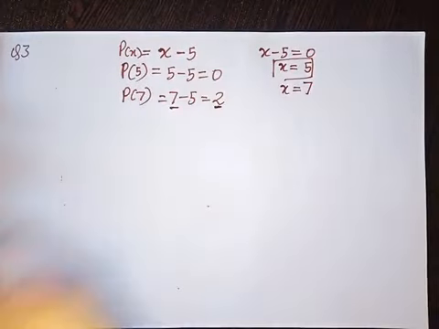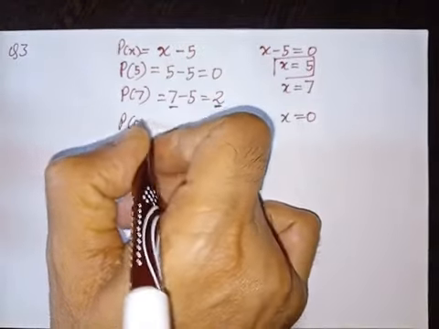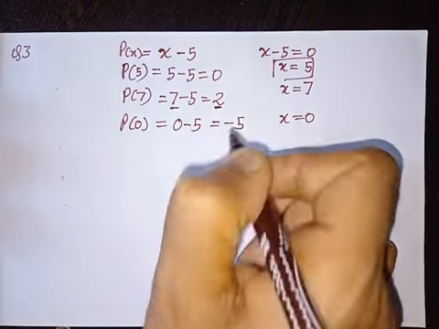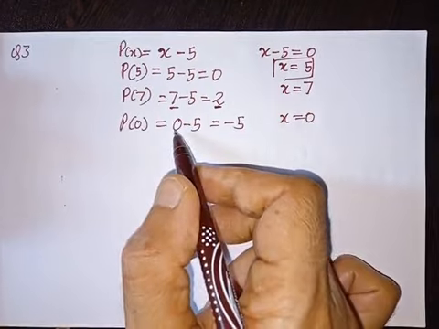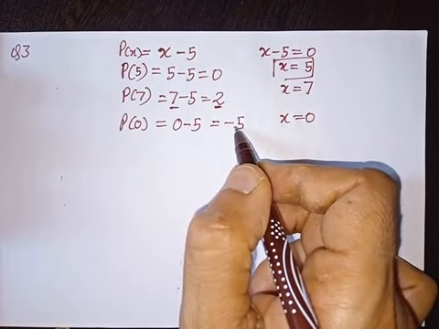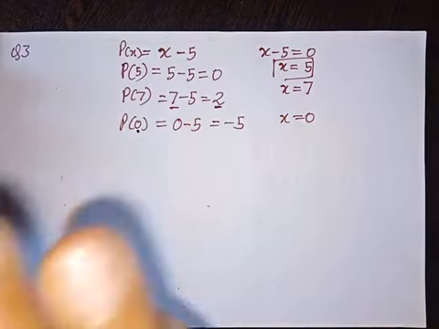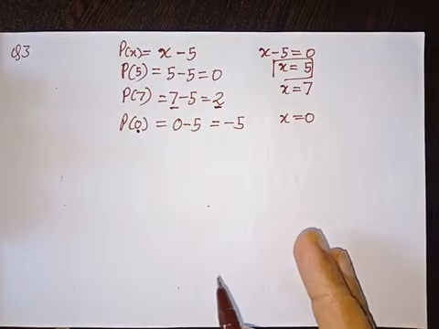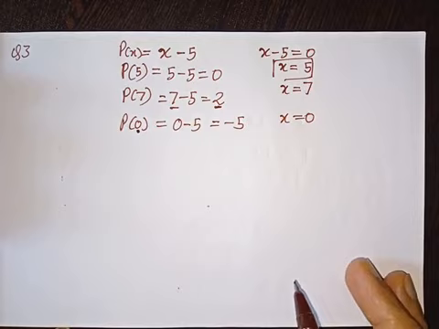Now let us take 0 as a value. Let us take x equals 0. Now for P(0), we get 0 minus 5, which equals minus 5. You can see that even on substituting x equals 0, we are not getting the value of the polynomial equal to 0. We are getting minus 5. Hence 0 is not a zero of the polynomial. So the zero of a polynomial is a value of x which makes the value of the polynomial equal to 0, or which reduces the polynomial to 0.